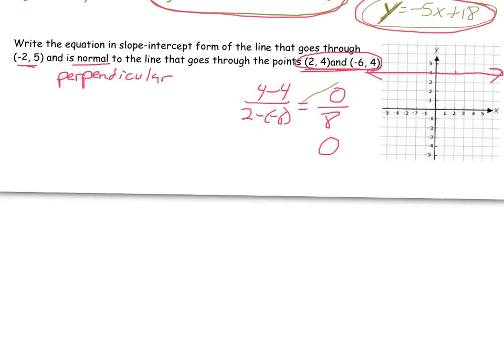If we're looking for a slope that is perpendicular to this, it would be a vertical line, wouldn't it? And if it was a vertical line, what would the slope be? The slope, remember, would be undefined. Now, it passes through the point (-2, 5). So let's graph that. I'll use a different color. Negative 2, 5, and it's going to look like this.